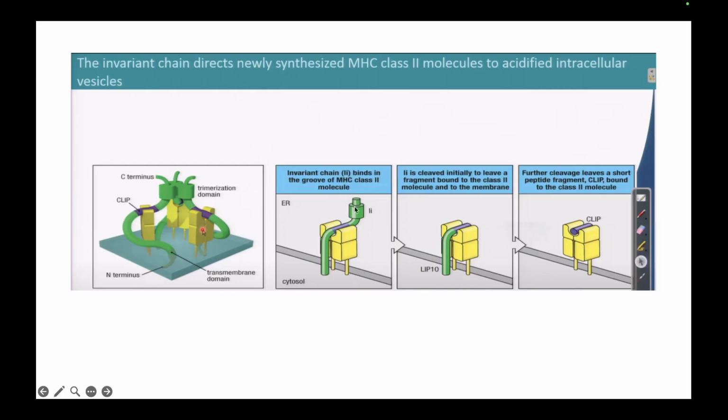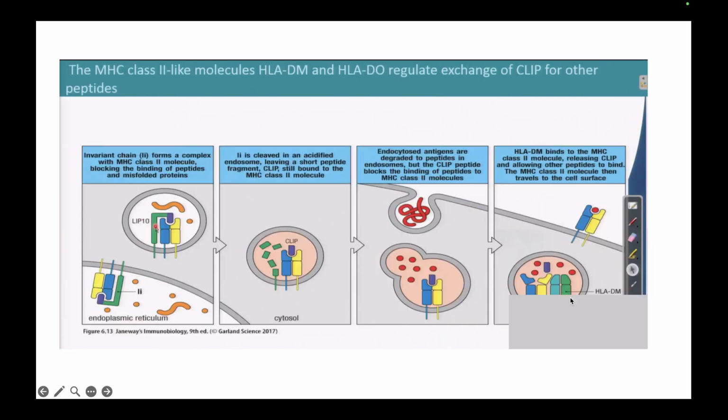Here you can see it binds in the groove of the MHC class 2 molecule. Then this invariant chain is cleaved initially to leave a fragment bound to the class 2 molecule and to the membrane. Further cleavage leaves a short peptide fragment, CLIP, bound to the class 2 molecule. So here it is preoccupied with the CLIP.